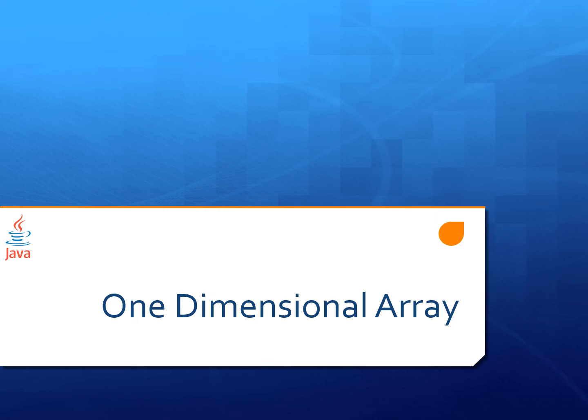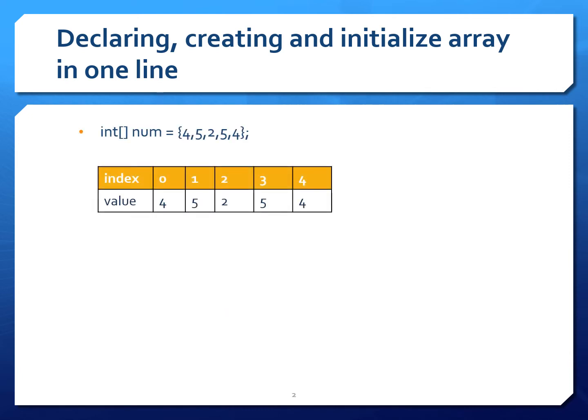In this lesson, we will learn how to use a loop with array. If we know the content of an array beforehand, we can declare, create and initialize an array in one single line. In this example, we declare, create and initialize an integer array with 5 integers. And the 5 integers are 4, 5, 2, 5, and 4.